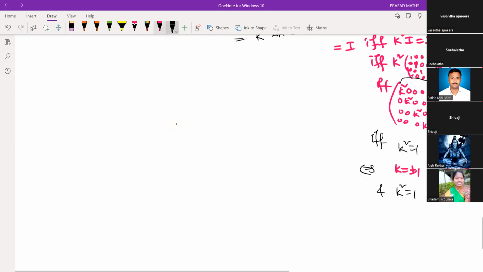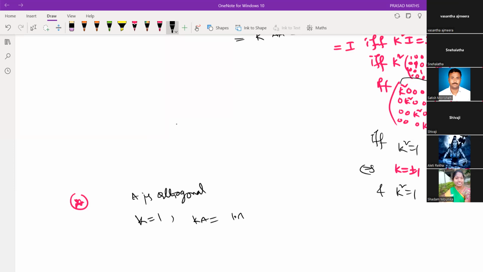Suppose A is orthogonal, and I give K equals 1. What is K into A? 1 into A is equal to A. We have shown already, in the first lecture, that A is an orthogonal matrix. Therefore, K into A is orthogonal, as A is orthogonal.